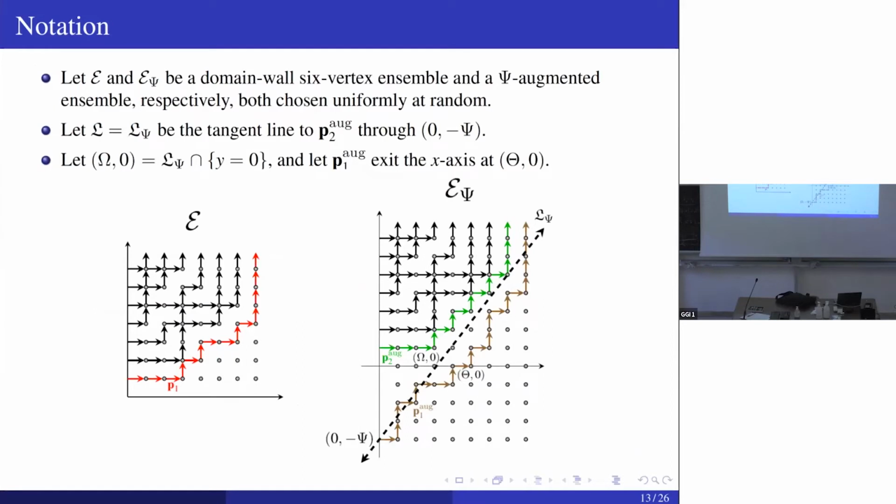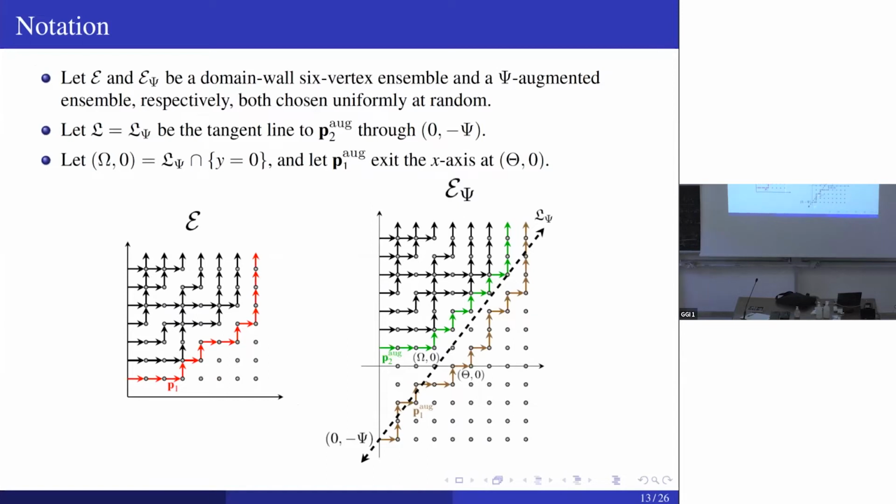But in order to explain this, I'll actually need a little bit of notation. So we'll let E denote a domain wall 6-vertex ensemble on an n by n grid, and we'll fix some parameter psi, which is some integer, and we'll let E sub psi denote a uniformly random psi augmented ensemble, which is just a domain wall 6-vertex ensemble with one new path entering at 0 minus psi and exiting at n plus 1 comma n.